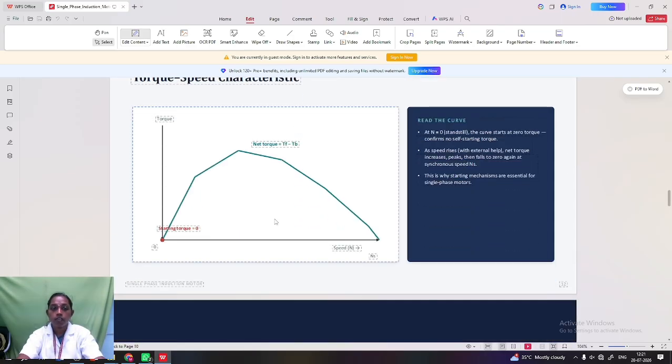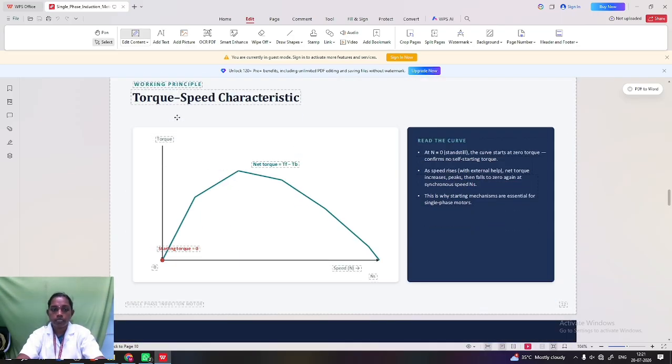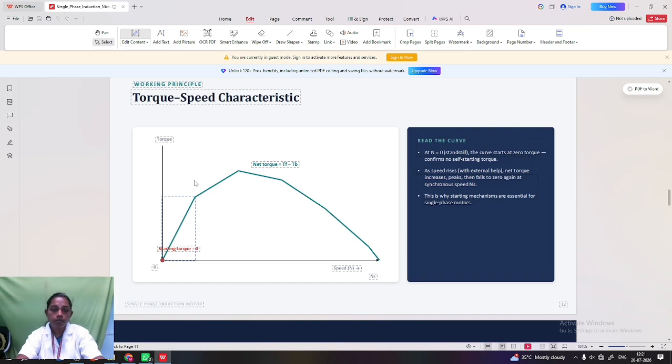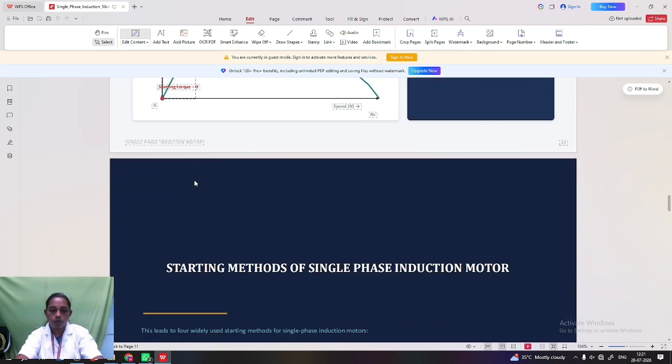Next, working principle. The torque speed characteristics based on the working principle are shown here. At N equal to 0, that is the standstill condition, the curve starts at 0 torque, which confirms there is no self-starting torque. As speed rises with external help, the net torque also increases, then falls to 0 again when it reaches the synchronous speed Ns. This is why starting mechanisms are essential for single phase motors. So here we have used various starting mechanisms to start the motor. Let's start one by one.